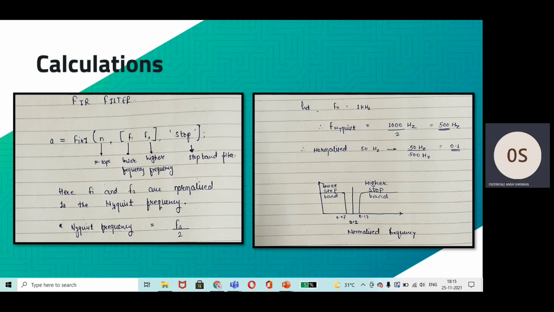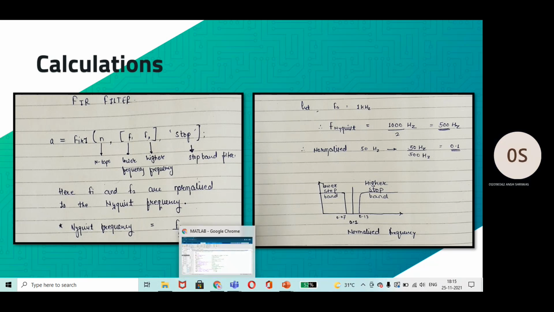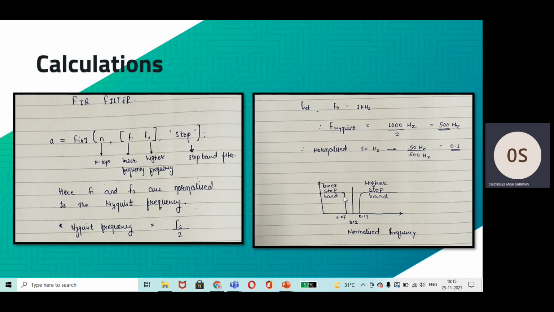Here, F1 and F2 are normalized to the Nyquist frequency. We know the Nyquist frequency is equal to the sampling frequency divided by 2. For example, let's take the sampling frequency as 1 kilohertz, that is 1000 hertz. So the Nyquist frequency will be 1000 by 2, that is 500 hertz, and the normalized frequency will be 50 by 500, that is 0.1. Here you can see, we considered 0.07 as the lower stop band and 0.13 as the higher stop band, as 0.1 is the normalized frequency.